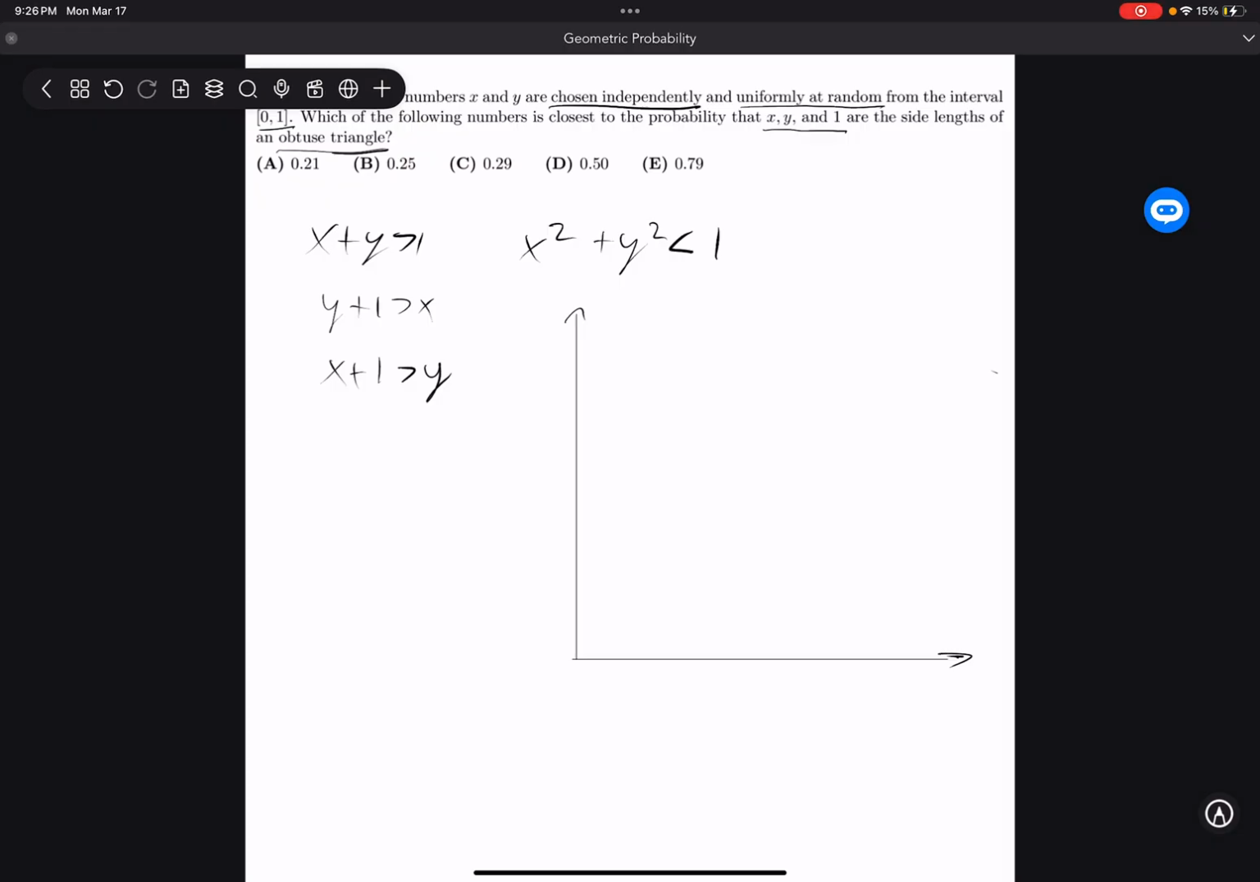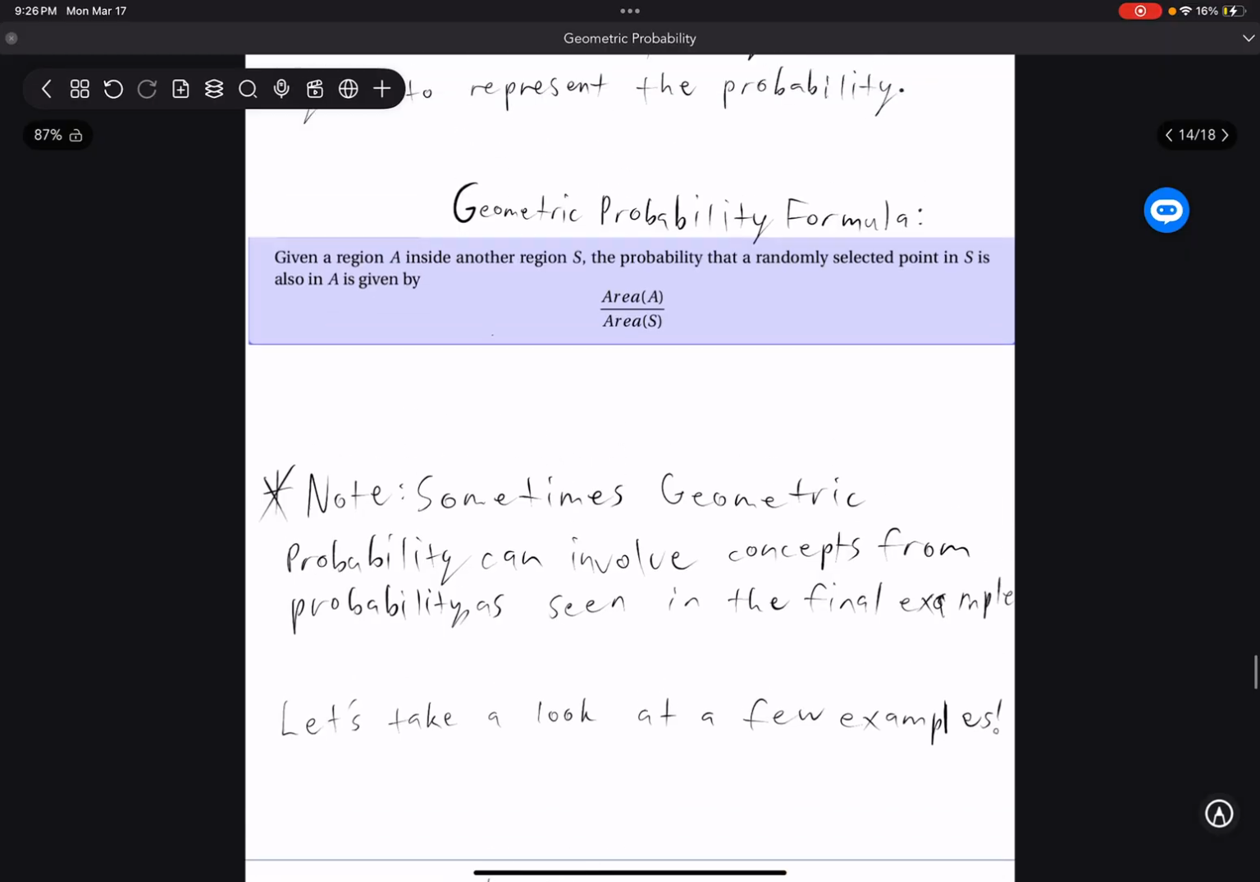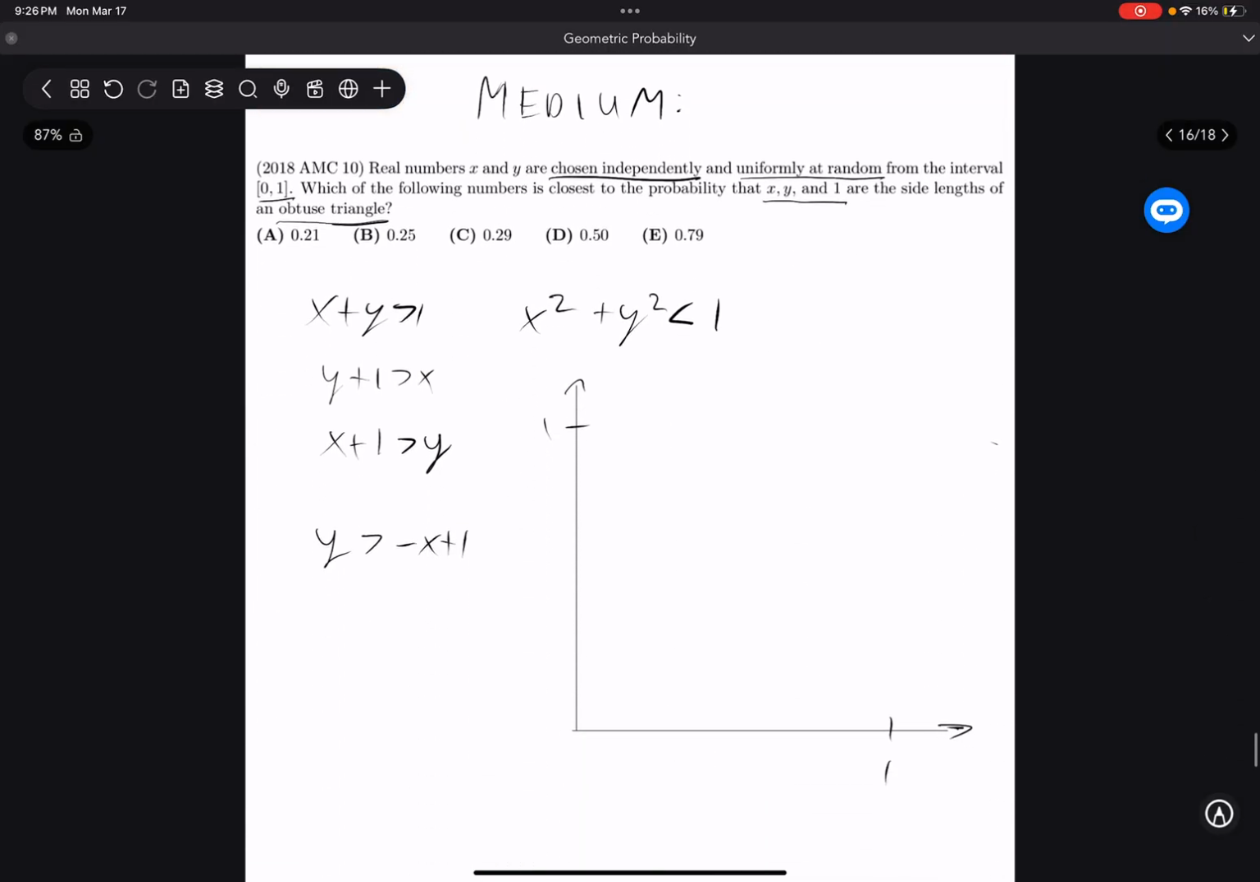So x plus y has to be greater than 1. If x plus y has to be greater than 1, let's draw that. That means that y is going to be greater than negative x plus 1. Now, how would you graph this? We know that they're chosen in interval 0, 1, so the total value, the area of region S, is just going to be this 1 by 1 square. Now, for y greater than negative x plus 1, we can plot that. The 1 is the y-intercept, and since the slope is negative 1, the x-intercept will be 1 as well. So, therefore, we can draw this line.